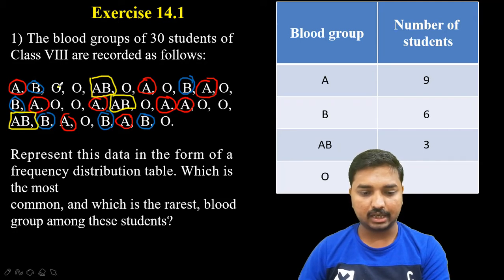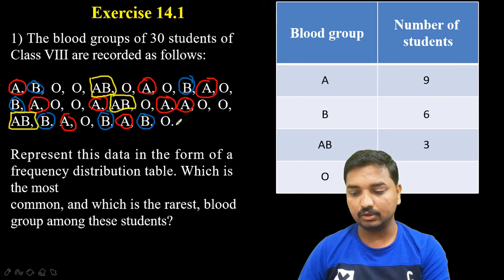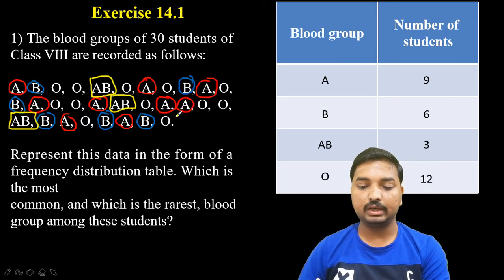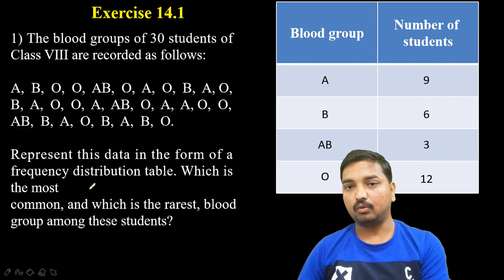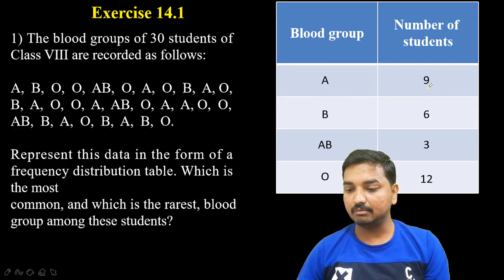Okay, just count directly. 1 2, okay, 3 4 5 6 7, and then 8, and then 9 10, and then here 11, and then here 12. Okay, so therefore totally 12 members are there with blood group what? O.